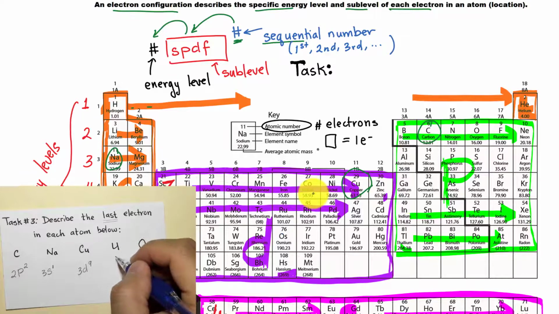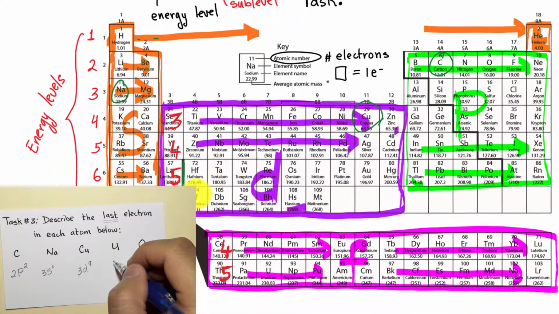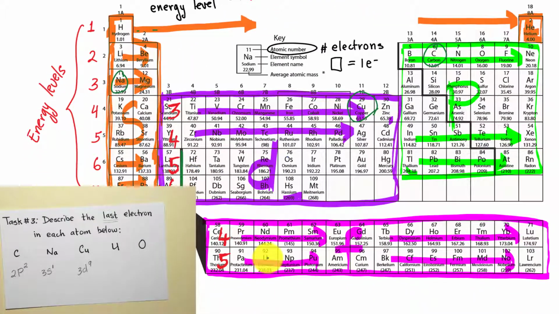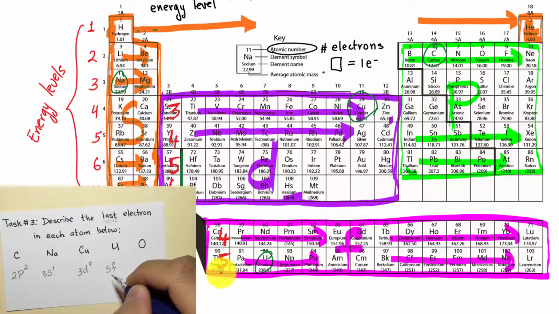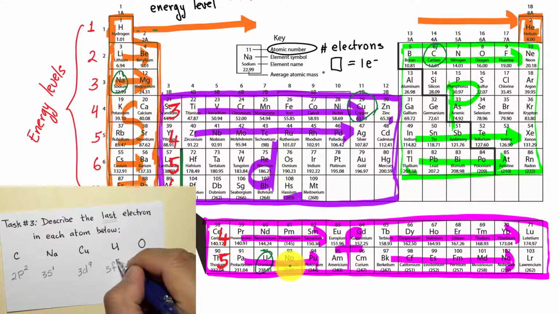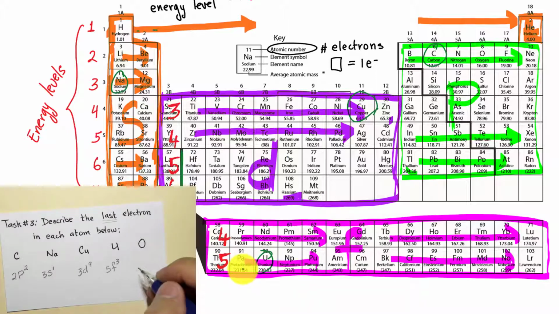Let's try uranium. Oh, uranium is all the way down here. Okay, so uranium is right there, and we know that this must be the F sublevel. And what energy level is it? It's in the 5th energy level. And what is the sequential order? 1, 2, 3. So that would be the 3rd electron in the F sublevel.